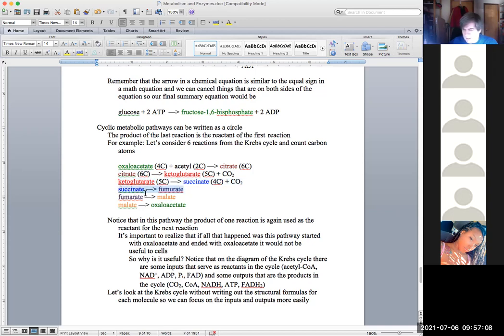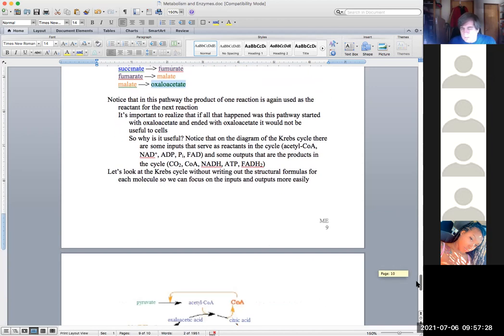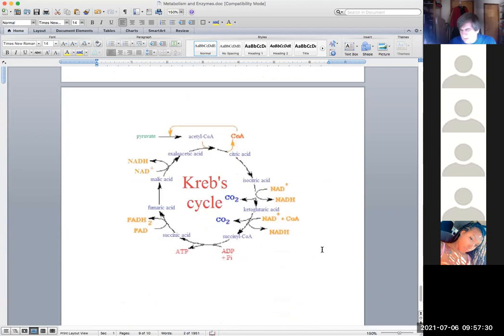Then we're going to take succinate and make fumarate. Then we're going to take fumarate and make malate. Then we're going to take malate and make oxaloacetate. Well, notice the oxaloacetate down here was the same chemical we started with. So let's look at a graphic representation of this.